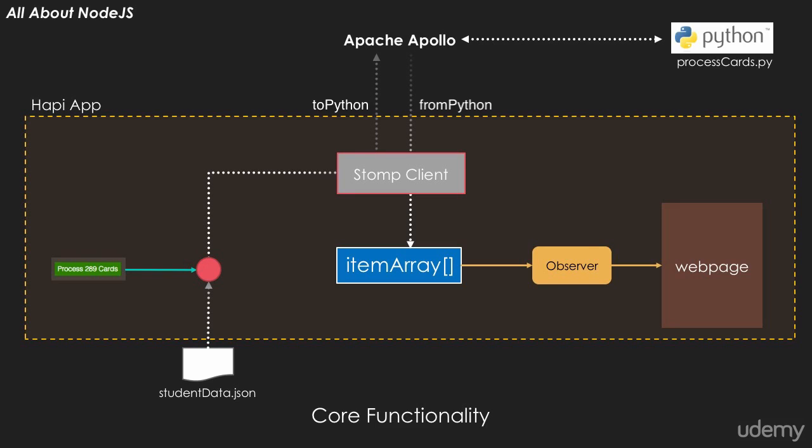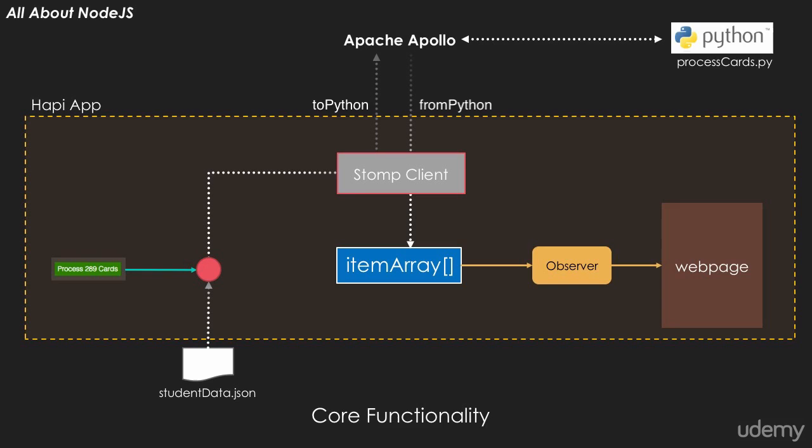a queue called toPython. As the Python script on the other end receives this data and starts processing, it keeps publishing back objects containing the student name, course name, and the file name of the image that it has generated. As this data comes back on a queue called from Python, it gets pushed into the item array.